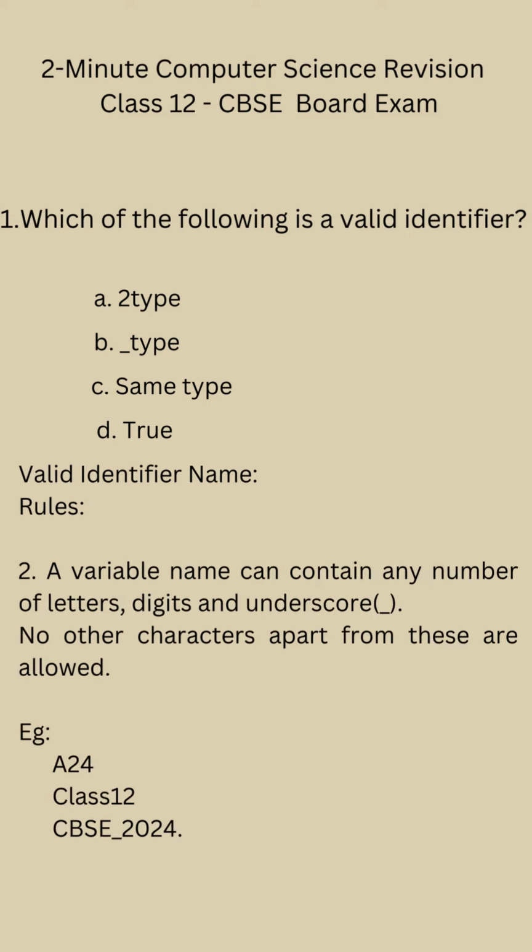Rule number 2. An identifier name can contain any number of letters, digits, and underscores. No other characters are allowed. For example, A24, Class12, and CBSE2024 are all valid identifiers.